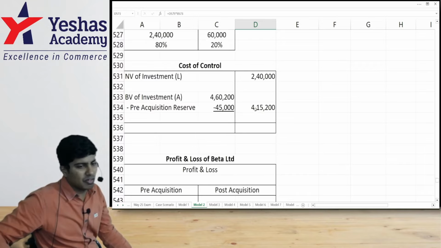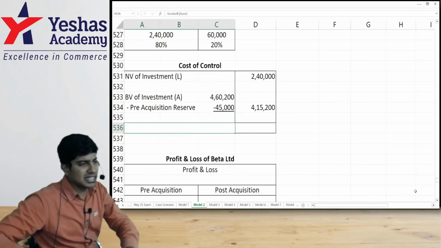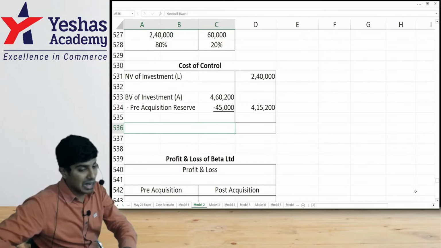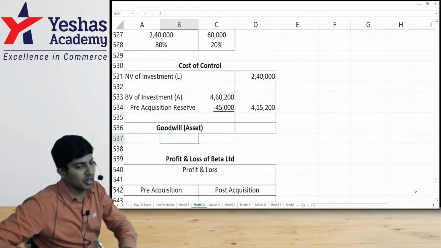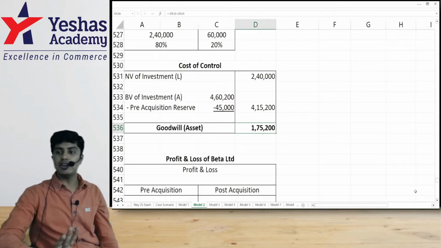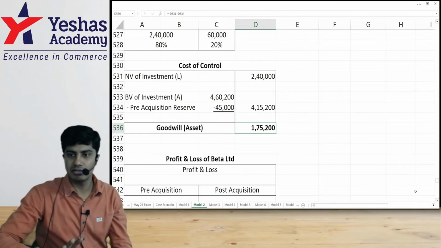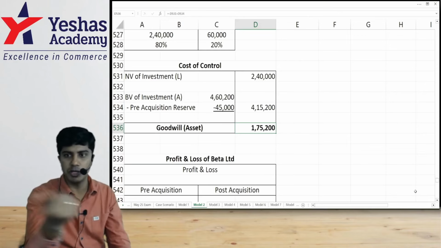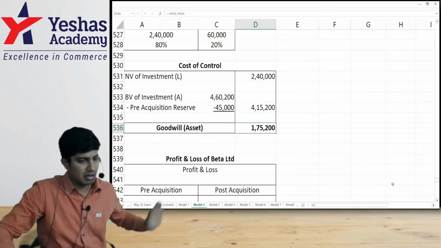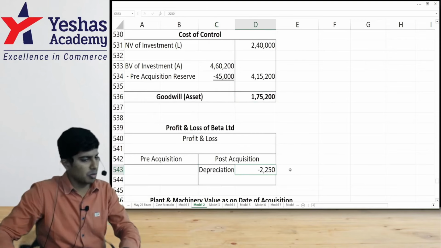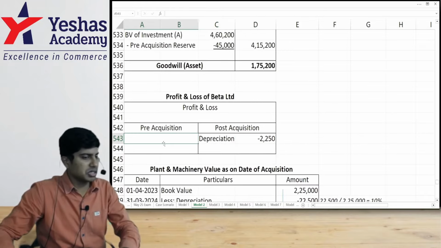So this will be 4 lakh 15,200. Asset is 450,200. Asset is 240. Goodwill of how much? 175. We have not given impact of P&L, general reserve, and everything. You understood? Because they have not told how much of it was on the date of acquisition, how much pre, how much post. We don't have that bifurcation. And that's it. You stop your answer here. Here, this depreciation, I know minus 2,250. Pre acquisition, I have no clue.